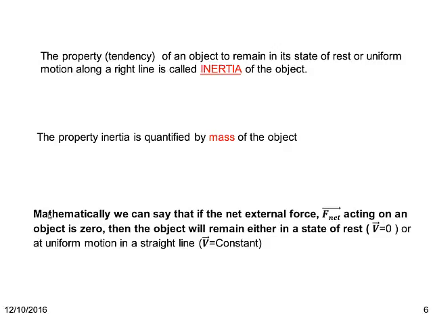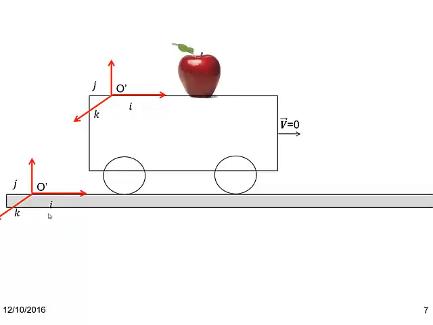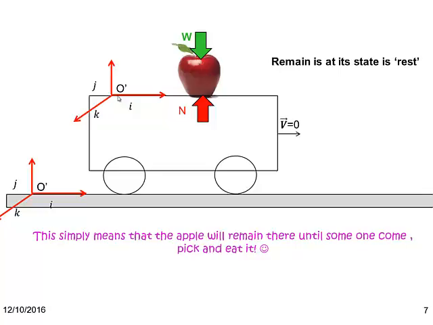Consider an example where an apple is resting on a cart at rest, in which a frame of reference O' is attached. Since the weight of the apple is balanced by the normal reaction, the net force acting on the apple is zero. Since the apple is subjected to no unbalanced forces, it will remain at its state of rest until it is acted upon by an unbalanced net force.